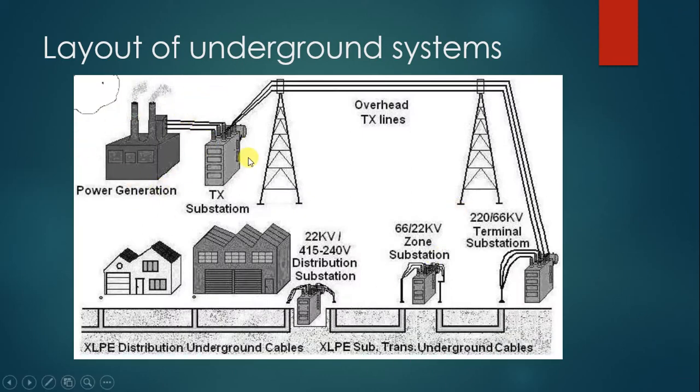You have power generation, substation, overhead lines. You will get some terminal here. From the terminal, that is your substation platform, you will get an input, underground cables. Then substation, underground cables, local substation, underground cables. And till whatever houses are there, everything is an underground system. Is the diagram clear to you?